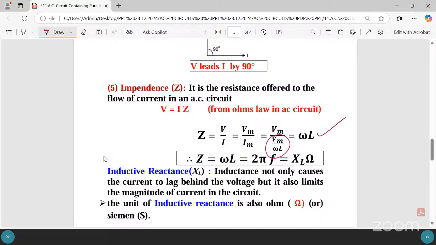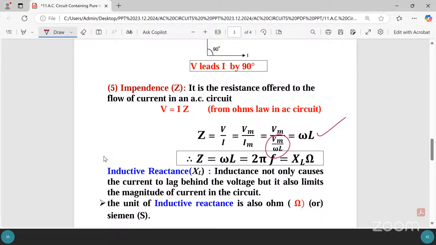Omega L, where omega is 2 pi f, can be written as XL. It can be written as inductive reactance. Inductive reactance. This is called the fifth result.